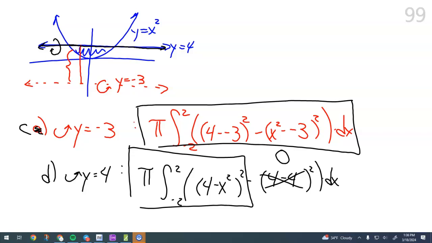Questions on any of those 4? You got more room on your paper still? Any more paper?